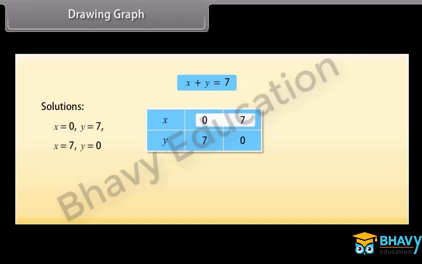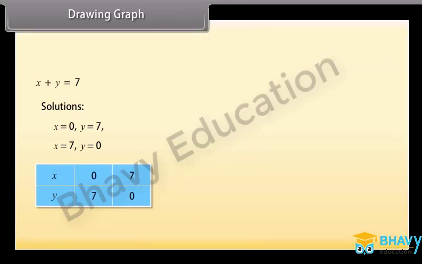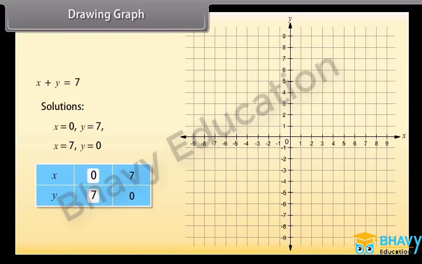These are the values of x and these are the values of y. The point for the values x = 0 and y = 7 is this. And the point for the values x = 7 and y = 0 is this. Now join these 2 points. This is the required graph for the given equation.